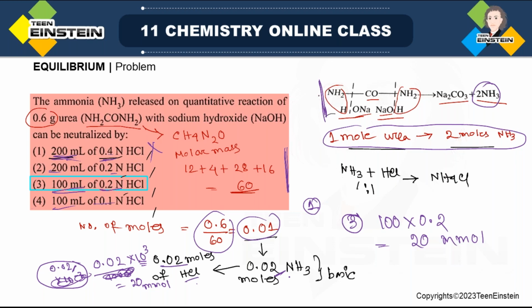Once you know the number of moles of urea, just double it, and you will get the number of moles of ammonia. Next step is how ammonia reacts with HCl. It is 1:1. That means for 0.02 moles of ammonia, the exact number of moles of HCl required is 0.02. Now concentration is given in normality, but for HCl normality and molarity are the same. Just multiply the volume given in ml and the strength in molarity, and you will get the value in millimole. So 0.02 moles, when converted to millimole, is multiplied by 10 to the power 3. So it is basically 20 millimole, and only from the third option you can get 20 millimole.